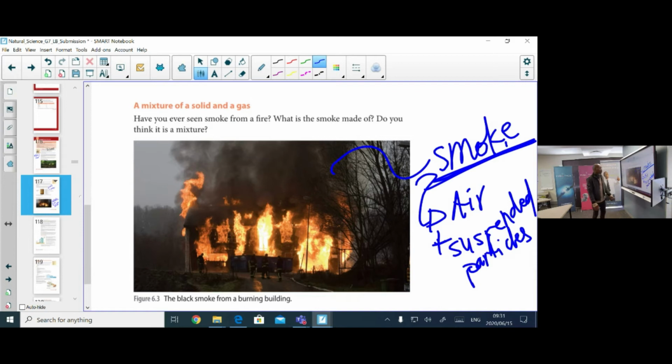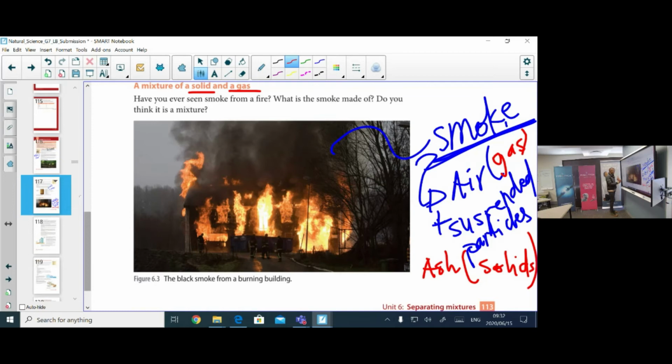And what would that be? It would be gas, which is the air, as well as the suspended particles, which is ash, which would now constitute the solids in our mixture. We'd be having a mixture of gas and solids, and that would be giving us smoke. That's one other type of mixture, when a solid meets a gas, right?